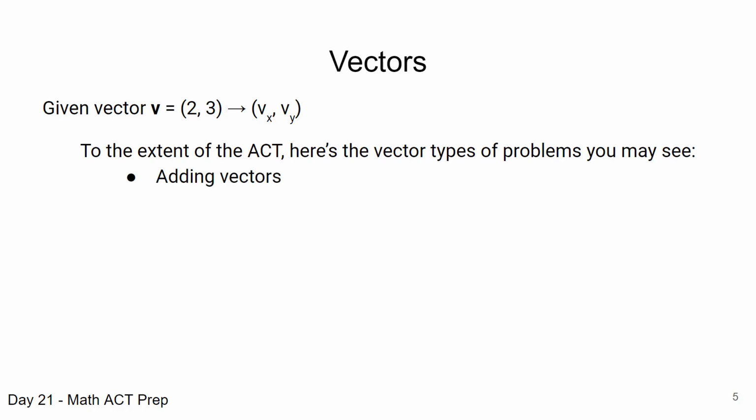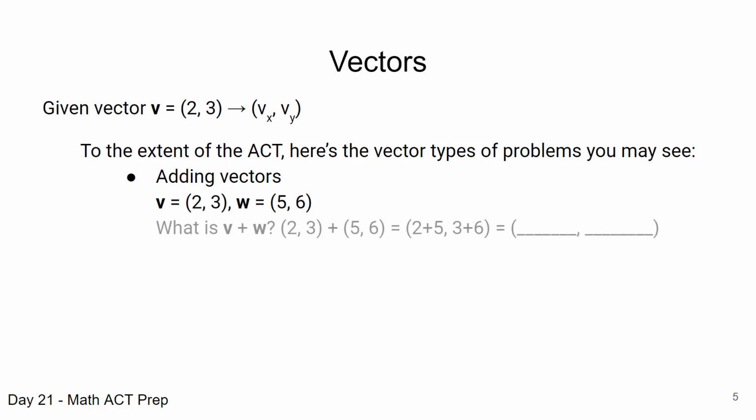You may be asked to add vectors. And so when we have this vector v, <2, 3>, and we also have the vector w, which is <5, 6>, when you're going to add them, we're just going to add the components, the x components and the y components. So we'll add 2 plus 5 and 3 plus 6, and we get that adding those vectors gives us the vector <7, 9>.